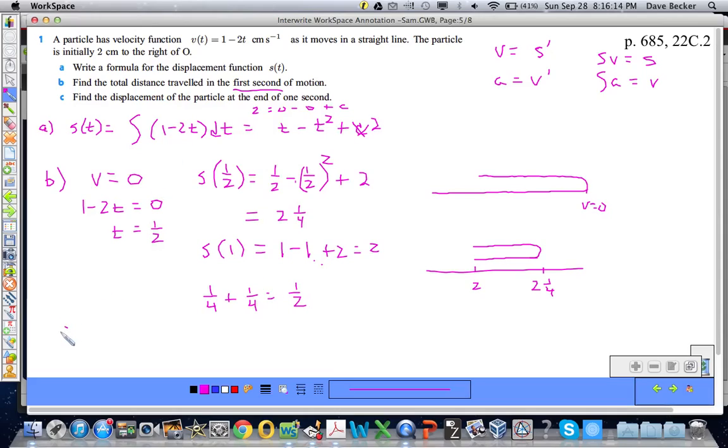In part C, find the displacement. Now remember, displacement is the distance traveled between the start and the finish. Okay, and we already know that s of 0 at the start is equal to 2, and up here we found that s of 1 equals 2. So the displacement of the particle is 0, even though it traveled a half of a unit and ended up right back where it started, so it is 0.